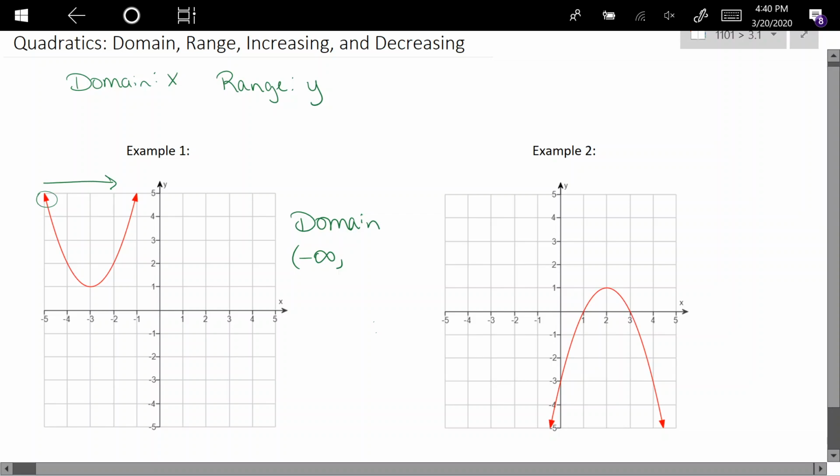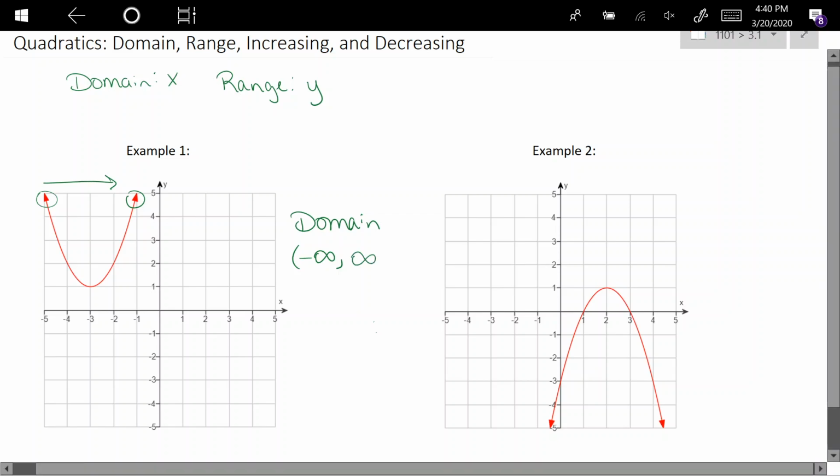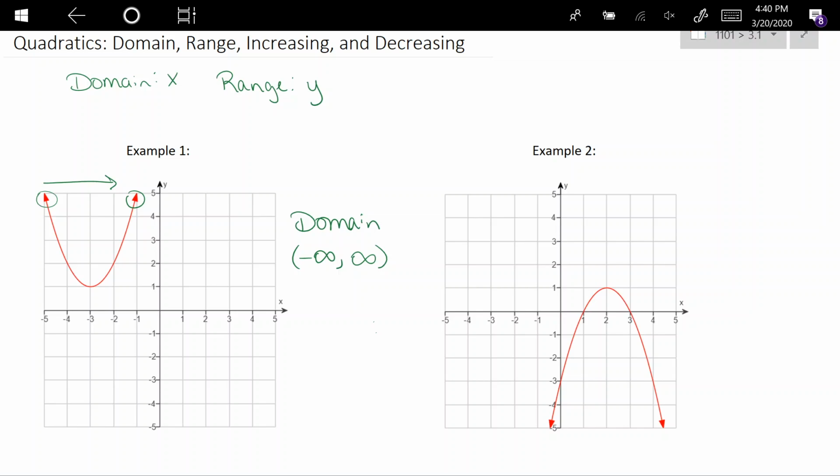Next, as we look from left to right, the very last thing we see is this arrow, which tells us that our graph continues on forever in the positive x direction. So that tells us that we go to infinity. So our domain is negative infinity to positive infinity. Let's look at our second example.